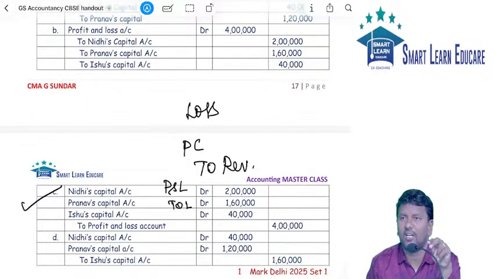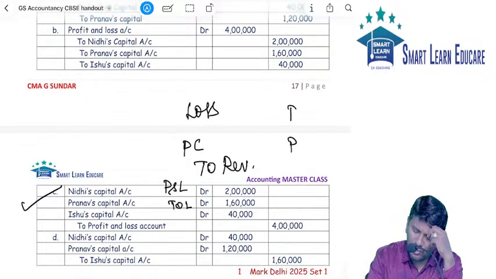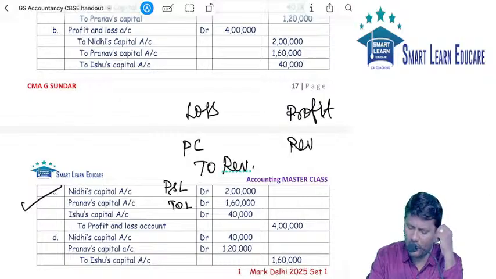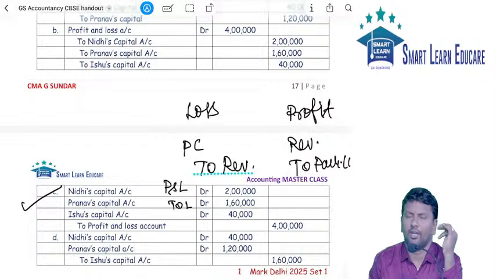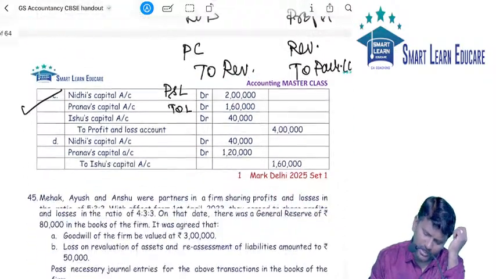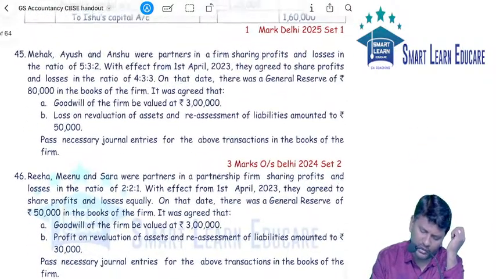Revaluation profit is transferred. Now what is the entry? It is revaluation account debit to partners' capital. Revaluation account debit to what? Partners' capital. Have you understood this? Proceeding further. Next, one more question.